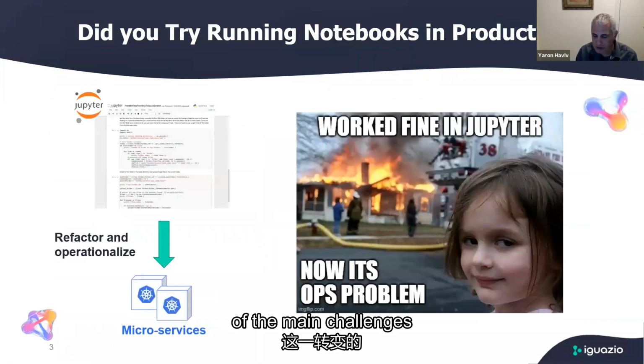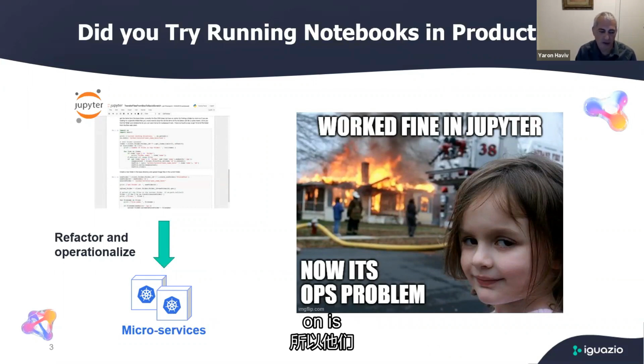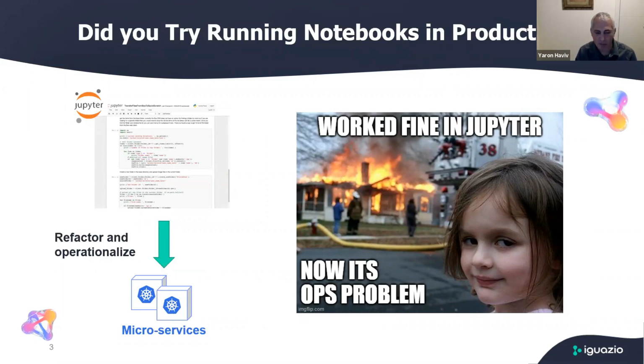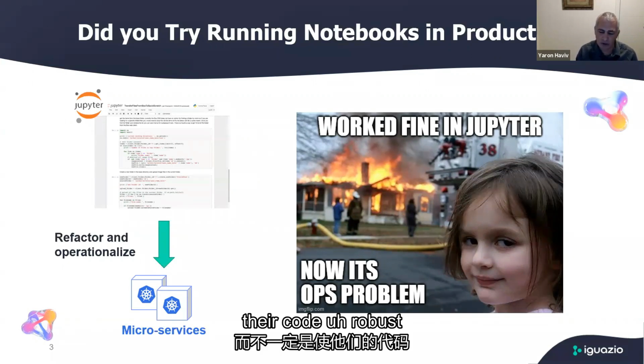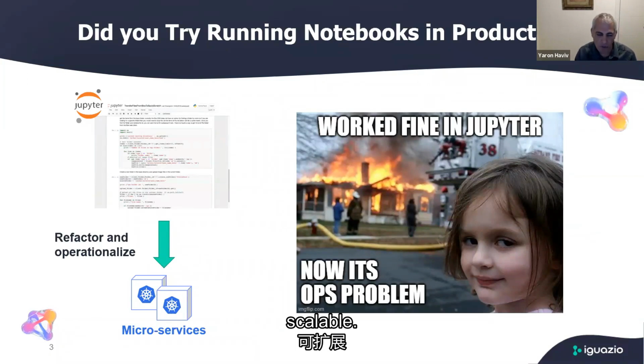One of the main challenges in that transition is that when data scientists implement code, they usually write it in notebooks. A data scientist focuses not on coding, they're not developers, they're data scientists, so their focus is on the best mathematics, the best statistics algorithms, the best deep learning or neural networks, and not necessarily on making their code robust, deployable, scalable, and all those things that as a software developer or a DevOps person you usually care about.